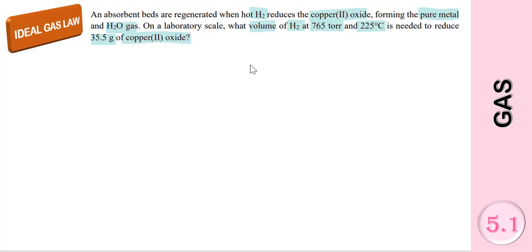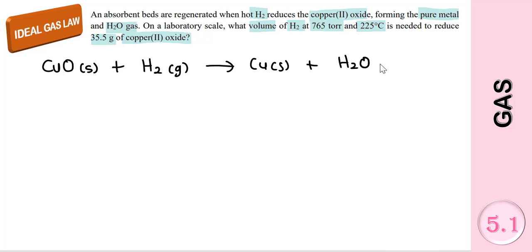So the first step, we need to know the reaction equation, a balanced equation between the copper(II) oxide and the hydrogen gas that will form a pure metal and H2O gas. So the copper(II) oxide is CuO, solid, reacting with the hydrogen gas, forming a pure metal. So the metal here is the copper and also the H2O gas. Balance the equation. Looks like the equation is already balanced.